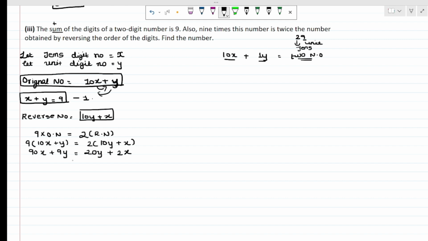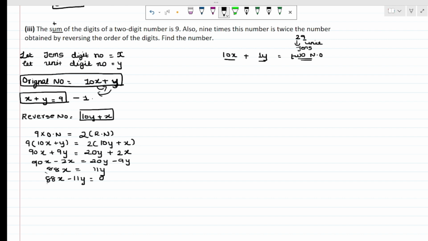Now keep your like terms on one side. So what will you get? You will get 90x minus 2x equals 20y minus 9y. So 90 minus 2, you will get 88x equals 11y. So for forming an equation, as our standard equation says, 88x minus 11y equals 0.